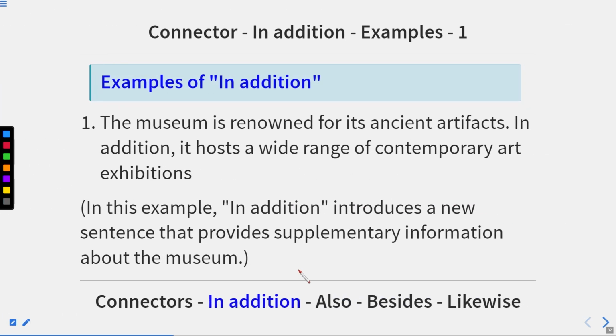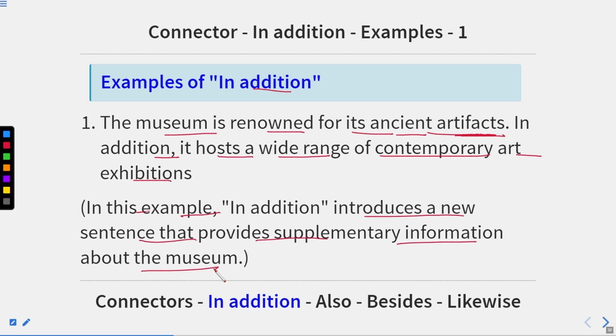Now, examples of in addition. So here we are going to discuss the examples of in addition. The museum is renowned for its ancient artifacts. In addition, it hosts a wide range of contemporary art exhibitions. Now, in this example, in addition introduces a new sentence that provides supplementary information about the museum. So here the information about the museum is given, and after that, in addition is making an extra statement, which is supplementary information about the museum.